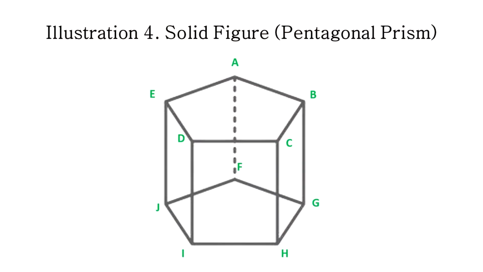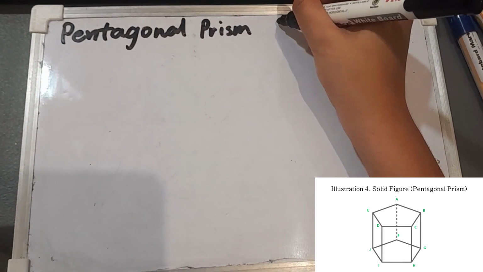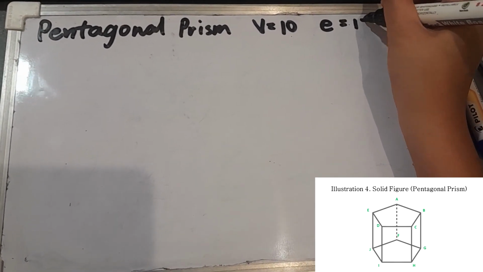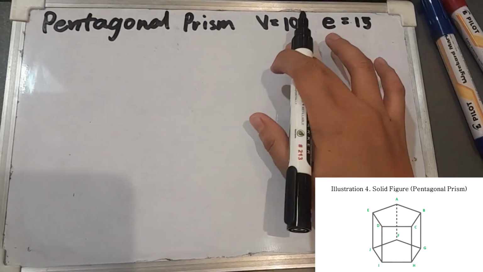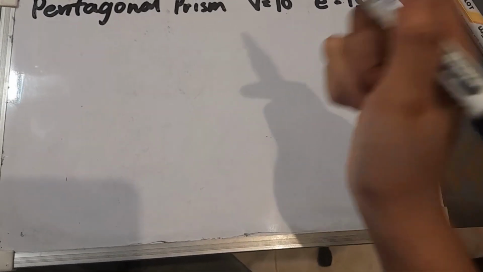Since the following example illustrations are cube, cylinder, and square pyramid, let's try it in a prism, a pentagonal prism. So, the pentagonal prism has a vertex of 10 and also has the edge in total of 15. So let's try it. Let's see how many diagonals there are in pentagonal prism.